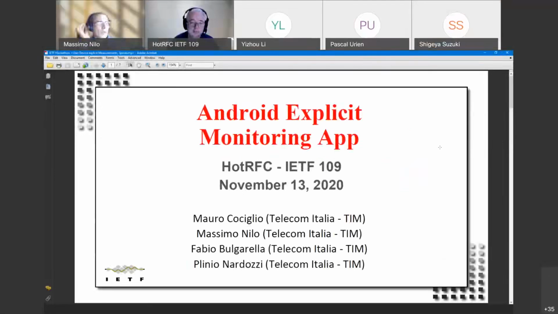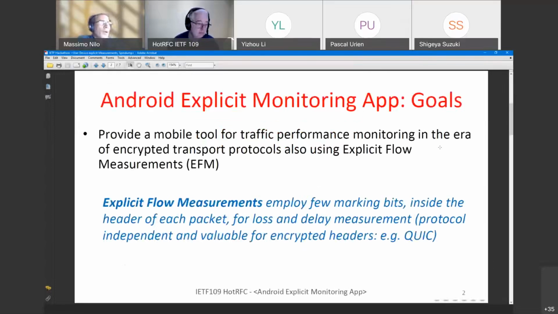My name is Massimo Nilo. I will present our work about an Android explicit monitoring application. Our goal was a mobile tool for traffic performance monitoring of encrypted transport protocols, also using the explicit flow method for measurement. The explicit flow measurement employs a few marking bits inside the header of each packet for loss and delay measurement. It's protocol independent, and valuable particularly for encrypted headers.